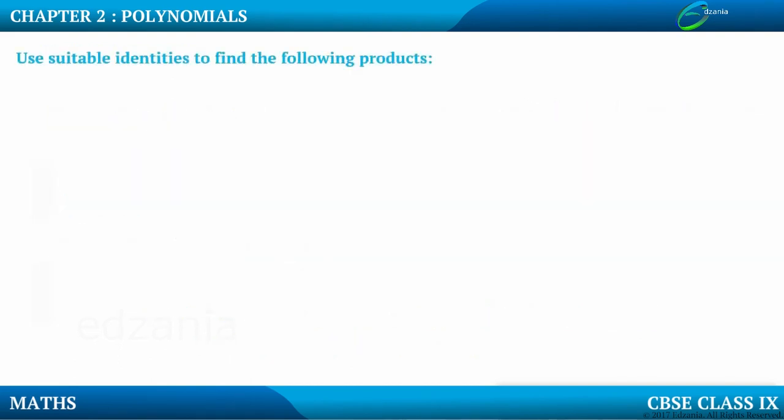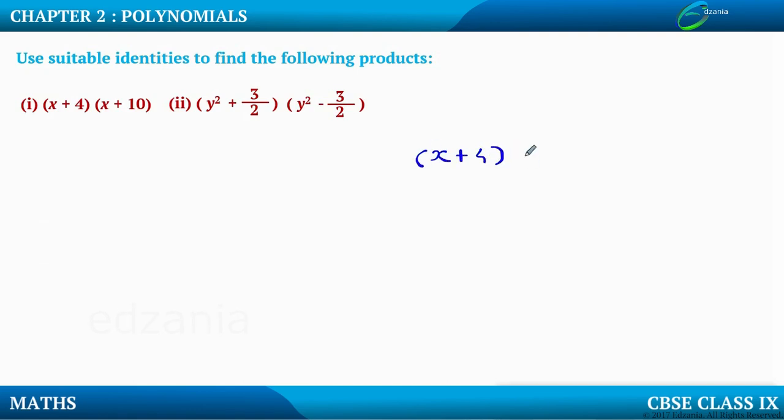Using suitable identities, find the product of x plus 4, x plus 10, and y square plus 3 upon 2, y square minus 3 upon 2. Let us move on to the first question, that is x plus 4, x plus 10. Recall this identity: x plus 4, x plus 10 is of the form x plus a into x plus b.